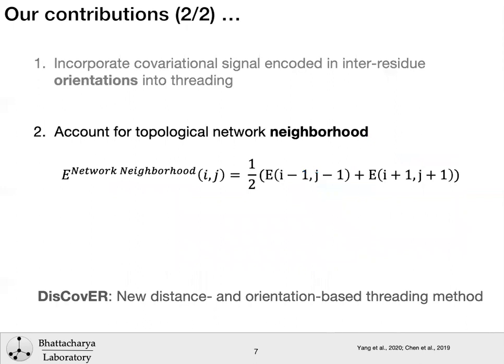The next contribution of our work is to consider the effect of the residue pairs in the neighborhood of an aligned query template residue pair, which is still ignored by existing threading methods. It is based on the principle that a query template residue pair i and j is likely to be aligned if their neighboring residues, that is i-1 and j-1, as well as i+1 and j+1, are also aligned.